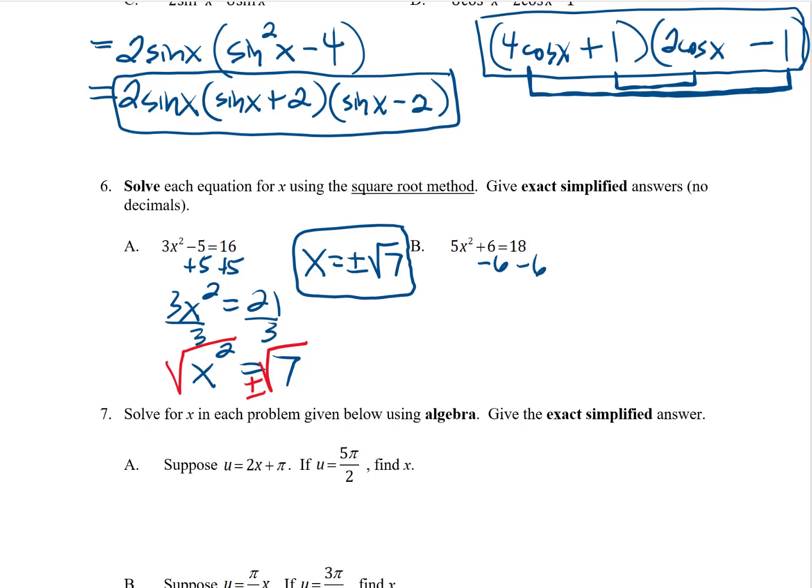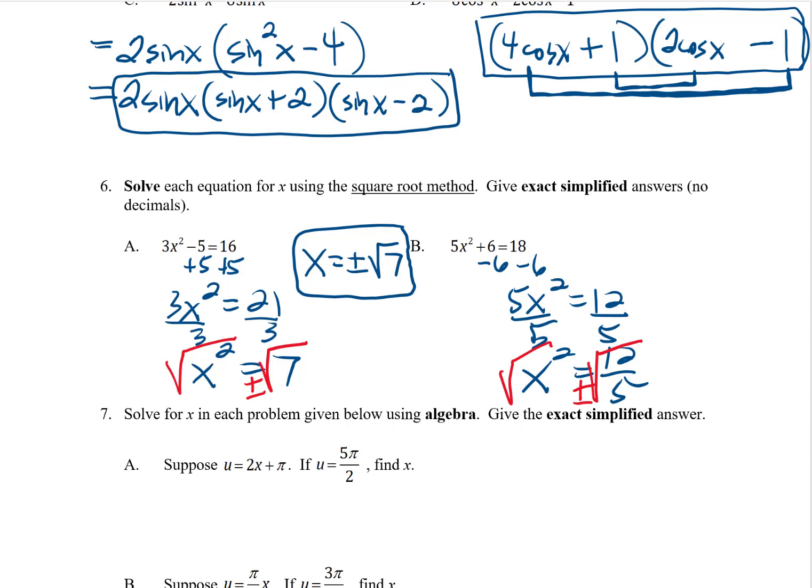I'm going to subtract 6 from both sides. Then I'm going to divide both sides by 5. Now this one doesn't come out as nice. I have a fraction over here, 12/5, but the method is still the same. I'm going to square root, plus or minus, remember, at that moment.